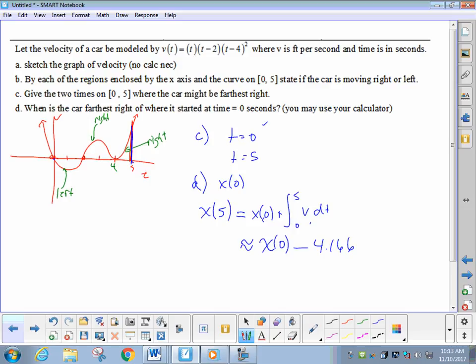Yeah, at time 5, it's where it was at time 0 minus, so left of that 4 units. So its position at time 5 is 4 units left of where it was at time 0. So when is it absolutely farthest at the right?